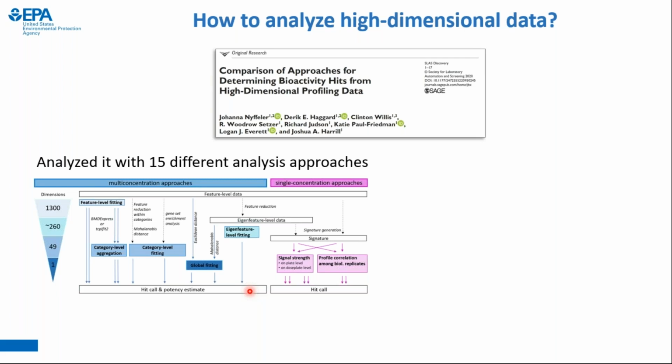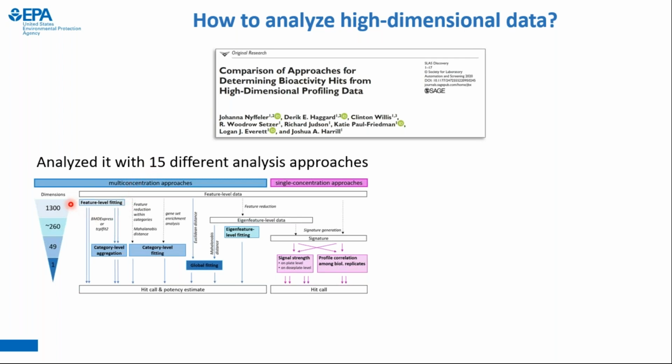It's been done for transcriptomics, so we try to leverage that information a bit, but there are also some important differences from cell painting to transcriptomics. So we ended up doing a comparison of 15 different analysis approaches to see which one would give us the best results. I'm not going into that in detail. This work has also been published earlier this year. I just want to show that there are different ways how you can derive a potency estimate.